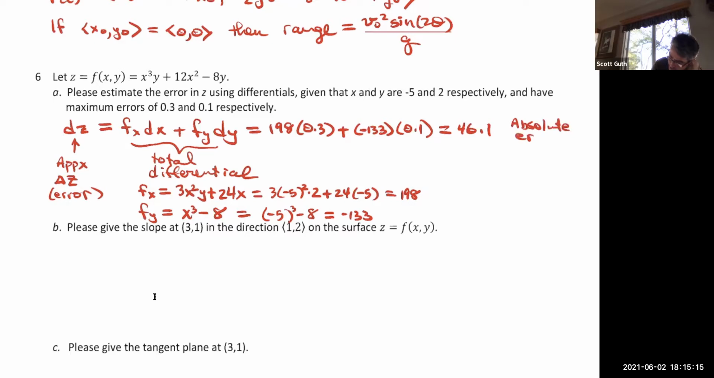If it asks for the relative error, then you'd have to divide by z. So I'll just put that in parentheses. The relative error is dz, which we just computed, over z. I probably should say it is approximately this since it's a tangent plane approximation. And it doesn't ask for it, so I'm going to move on. Does anybody have any questions about this one?